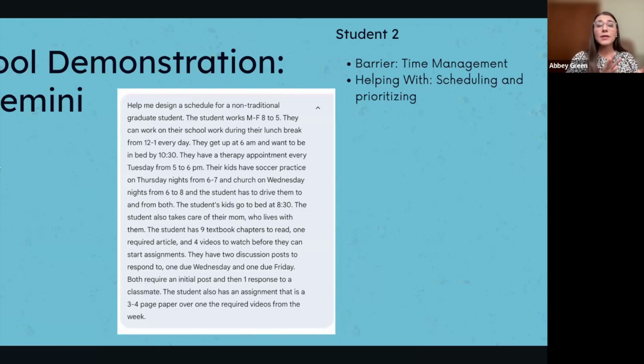So Gemini, thinking specifically about student two, so this is Alex, who has lots of things that are happening in their life. And so one of the barriers that they're experiencing is around time management. And this tool, Gemini, can help with scheduling and prioritizing. So this screenshot here is of a prompt I just made up, but have done many times with students.